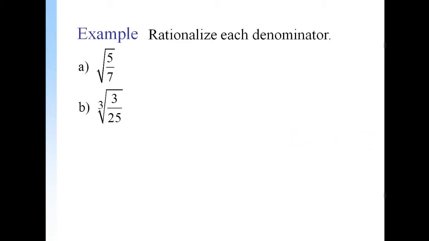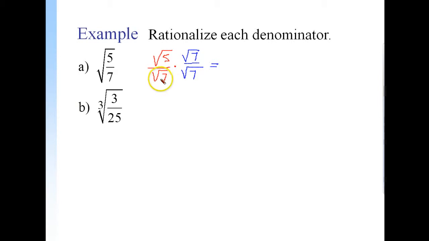So in letter A, we want to do our denominators. So we're going to set it up as the square root of 5 over the square root of 7. Now, I'm allowed to multiply anything by 1 without changing its value. So if I multiply my denominator by the square root of 7 and my numerator by the square root of 7, the square root of 7 over the square root of 7 is 1.